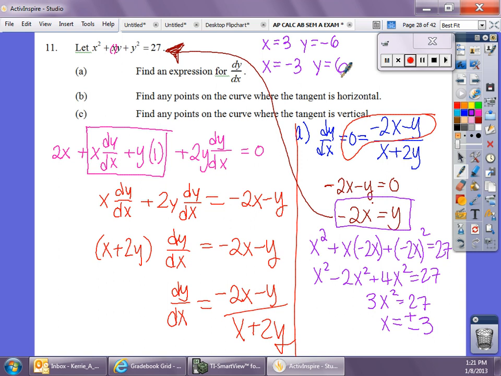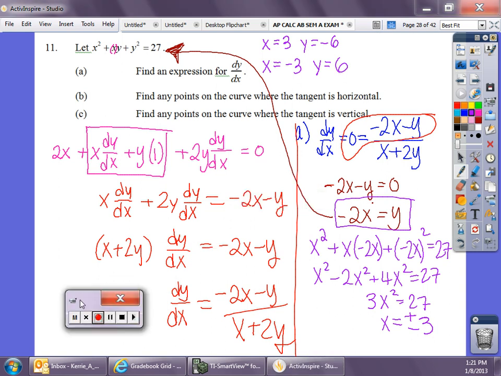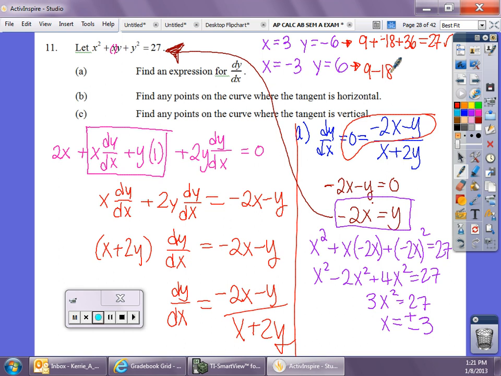The last thing I want to do is double check that both points work, and I'll do that to the right. x squared plus x times y plus y squared. Does that equal 27? Yes, it does. And then the second one, x squared would give me 9, plus x times y, which gives me negative 18, plus y squared, which gives me 36, equals 27. Yes, it does. So both points would be points on the curve where the tangent line is horizontal.